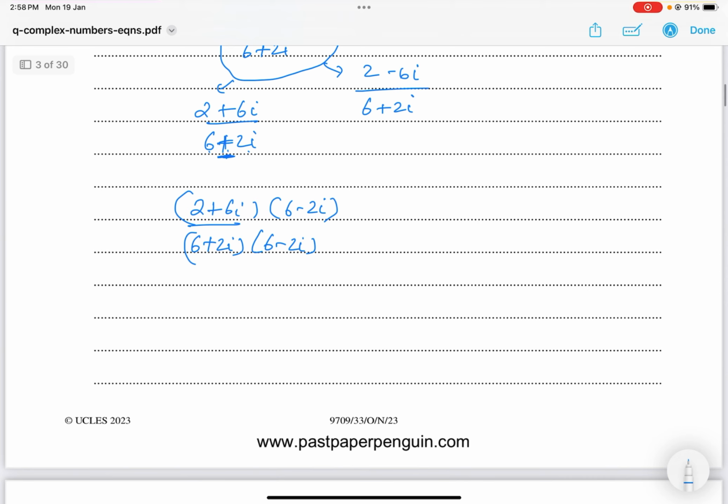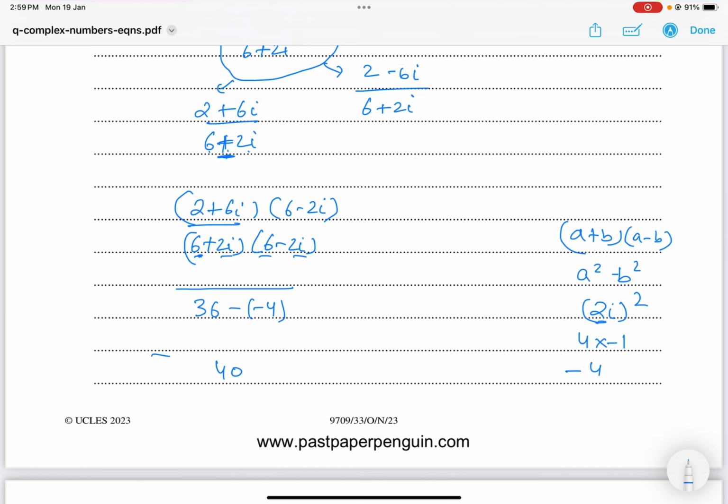Alright. So this is again (a plus b)(a minus b). What is (a plus b) times (a minus b)? It is a square minus b square. So I am solving the denominator first. The denominator will become 6 square, that is 36, minus (2i) whole square. So 2 square is 4 times i square, that is negative 1. So it would be negative 4, which will make the denominator 40.